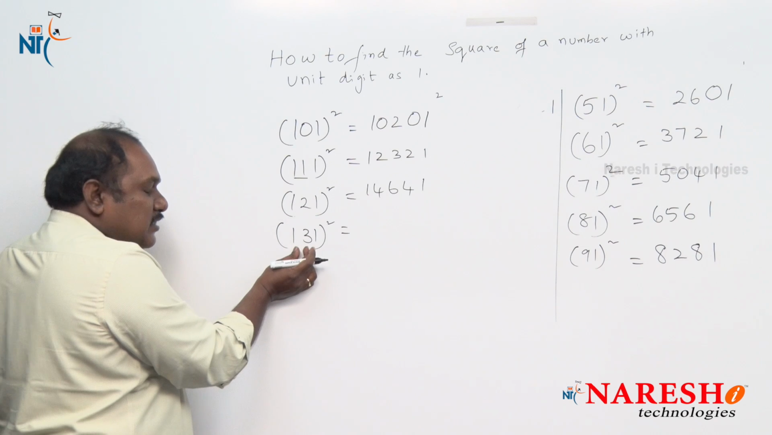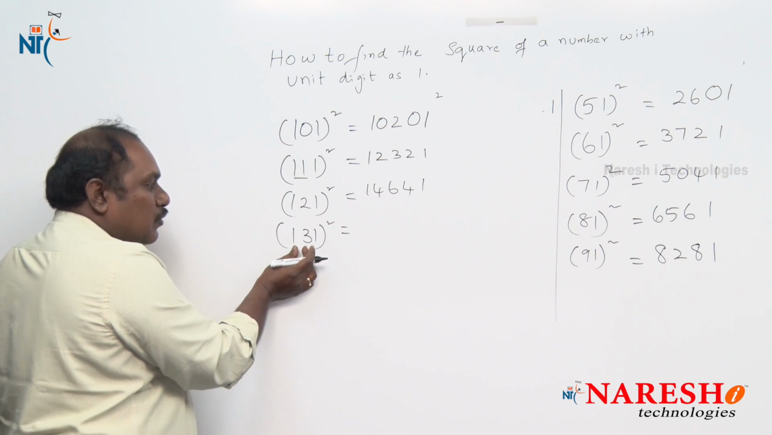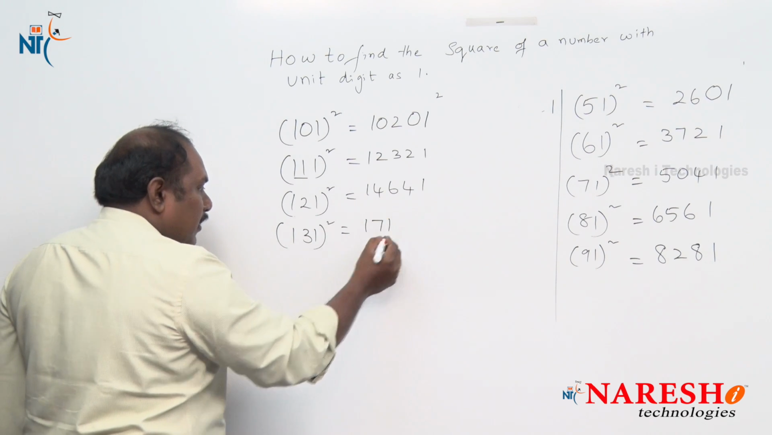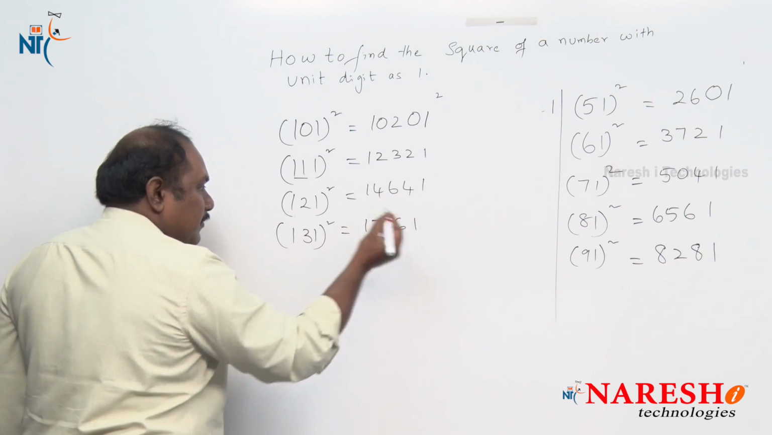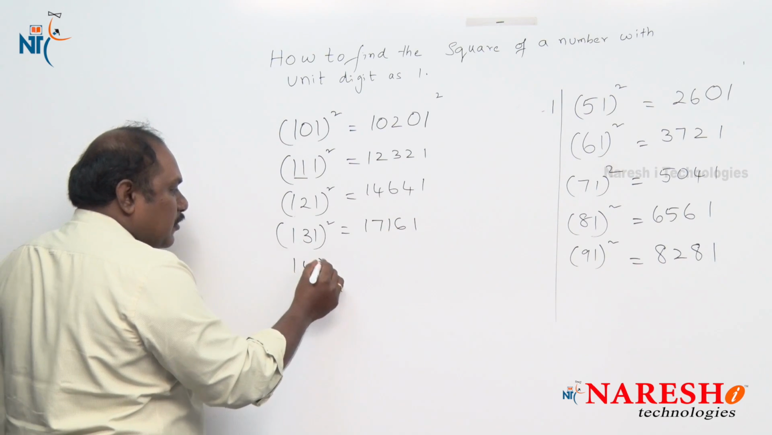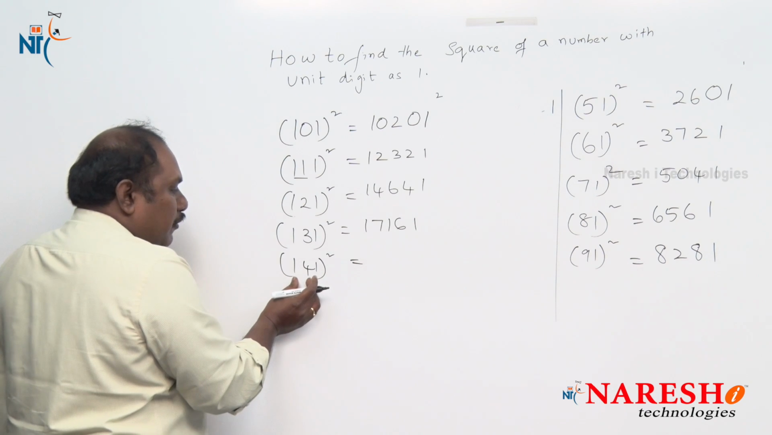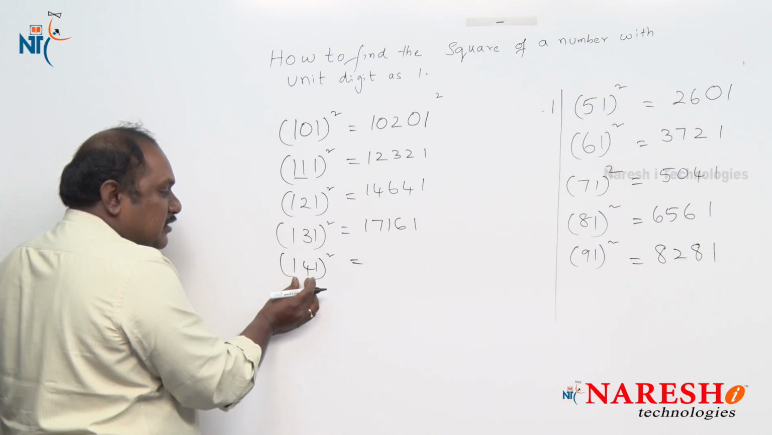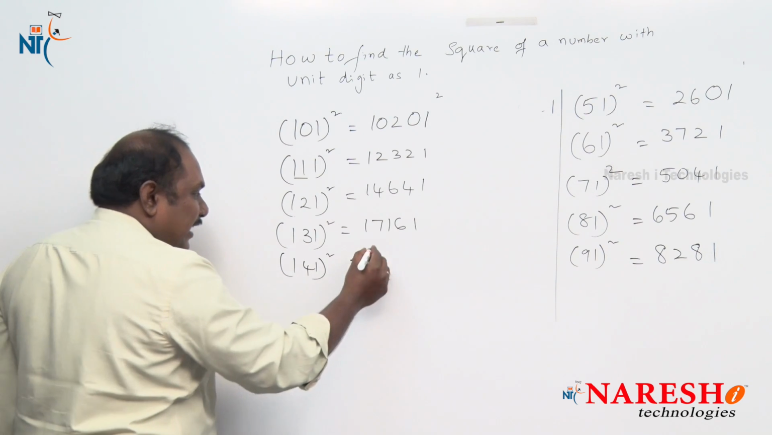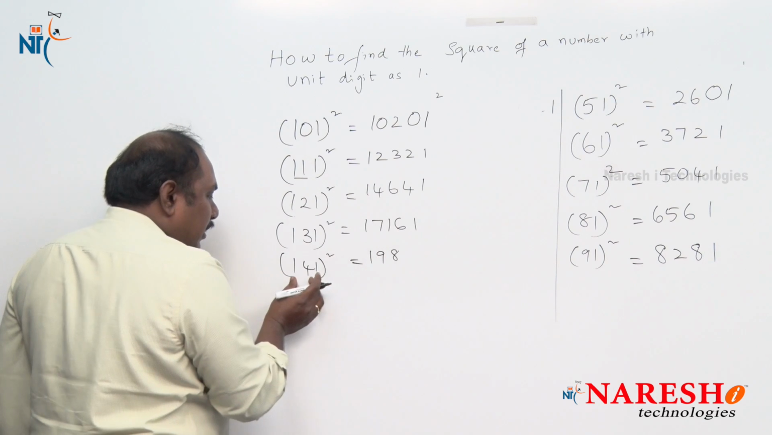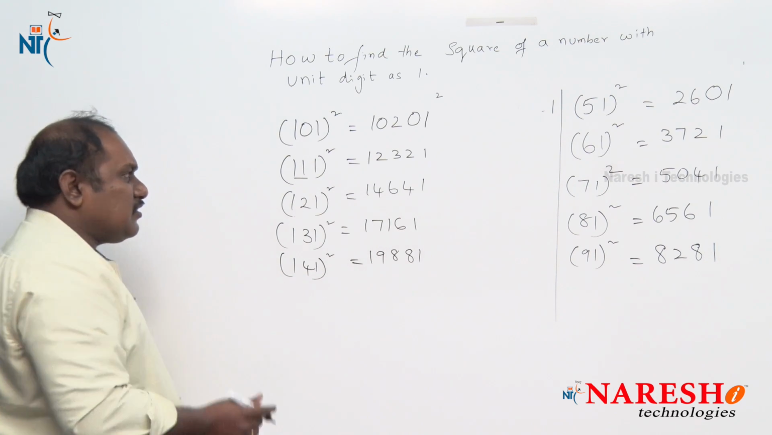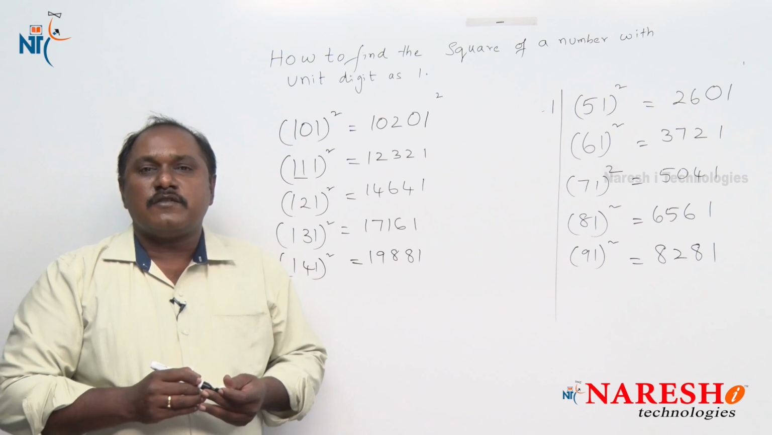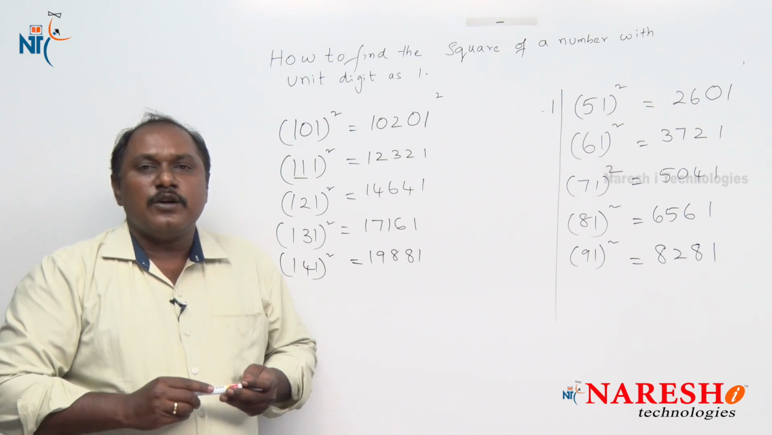13 square is 169 plus 2, 171, and when I double 13, the unit digit is 6, so 171 and 6 gives 169. 14 square is 196 plus 2, 198, and when I double 14, the unit digit is 8, giving 1 and 8. So like this you can find out the squares of the numbers whose unit digit is 1.